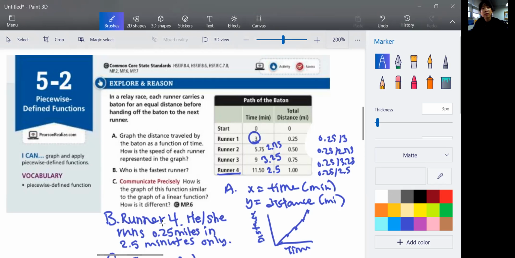So for B, runner 4 runs 0.25 miles in 2.5 minutes only, compared to the other players. It's the fastest.